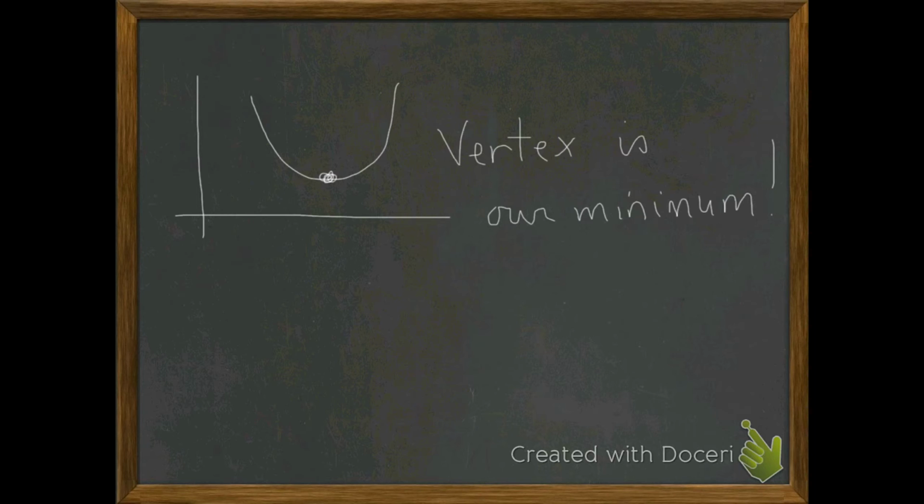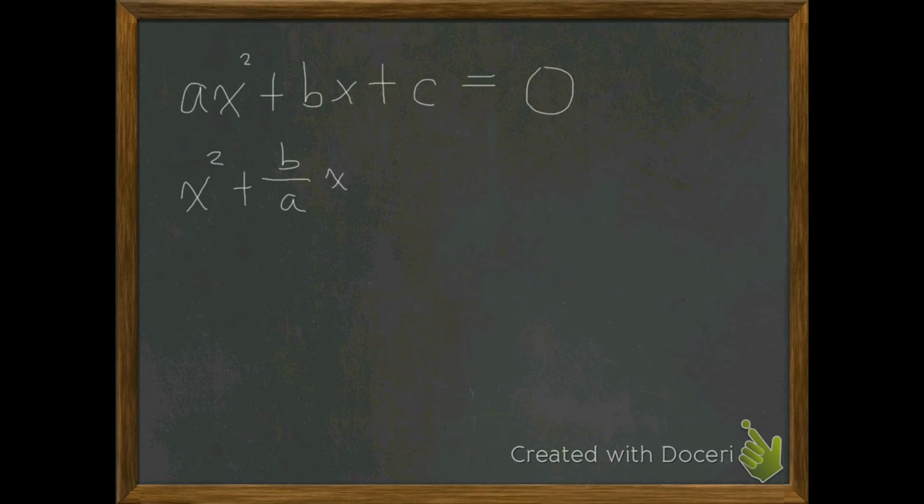All right, guys, how do we find a vertex? Let's review a little bit about completing the square, if I can even remember how to do this. All right, if we have ax squared plus bx plus c equals 0, and we factor out an a, we'll get x squared plus b over a x plus c over a equals 0.